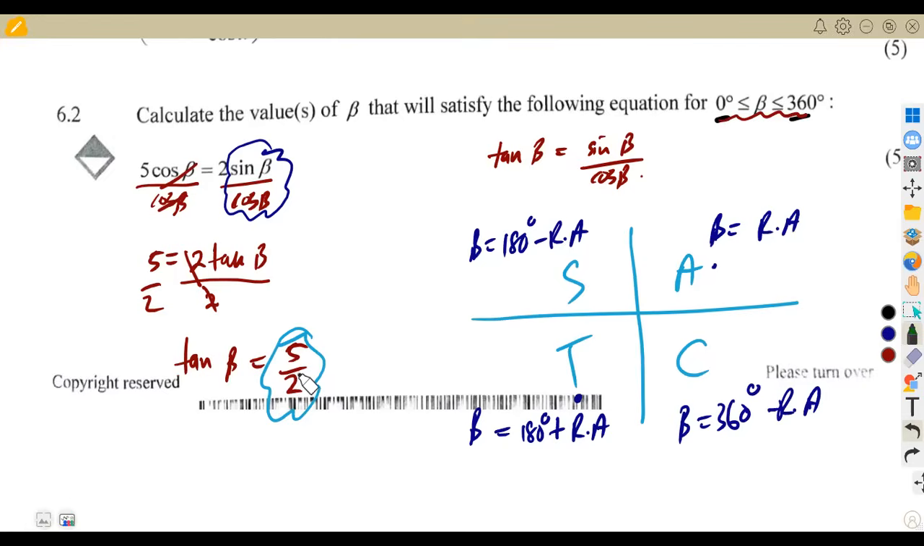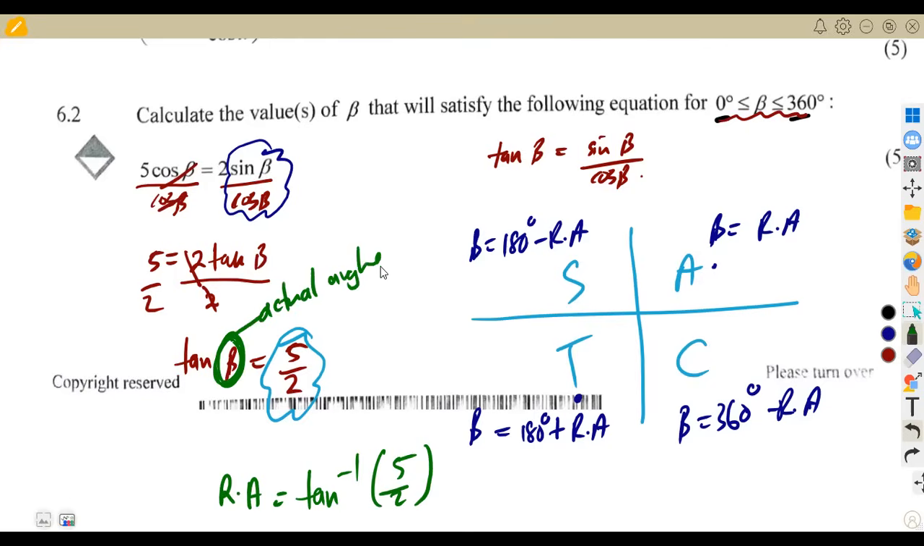The reference angle is the one that you obtain if you find arctan of 5/2, like this. You obtain what we call the reference angle. Then you find the actual angle, this one. This one is your actual angle, the one that you're going to consider in terms of the quadrant. If they say tan x, this will be x. If they say tan theta, you do the same, but here they say tan beta.